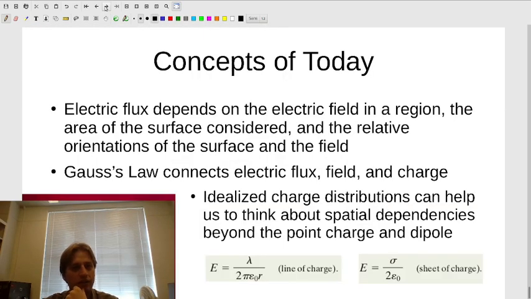And I think that's enough for today. So what have we done? We've talked about electric flux and Gauss's law. Gauss's law gives us a nice way to calculate the electric field for various examples like a line of charge or a sheet of charge.